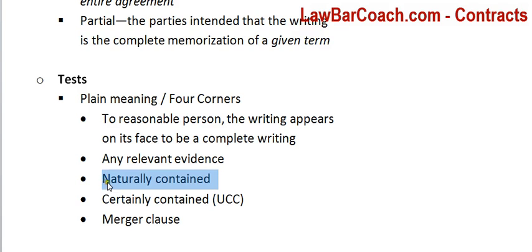But these are just different ways of looking at it. One is, would it naturally have been in there, or would it have certainly been in there? And that's what the UCC uses. These are very narrow differences. Again, one is saying, would a term naturally have been included in the writing, or would it certainly, must it have been in there?